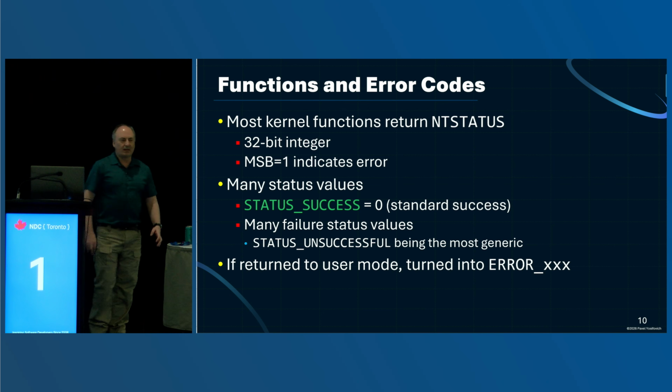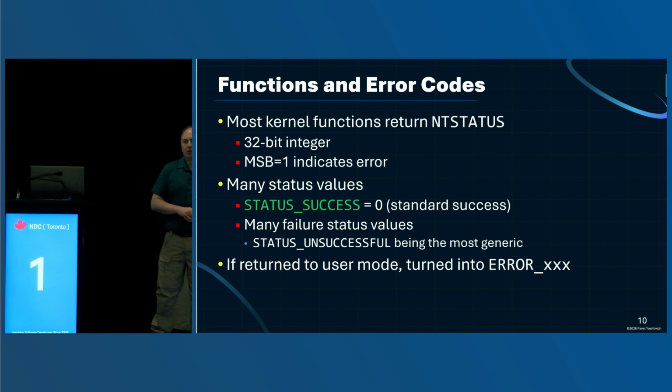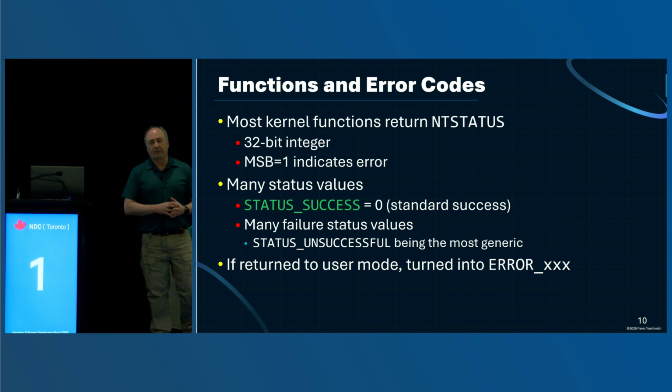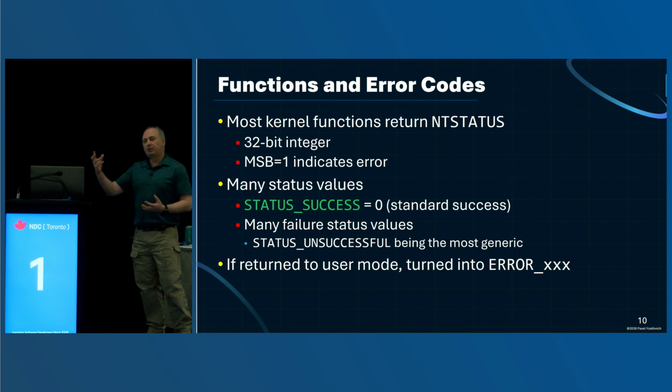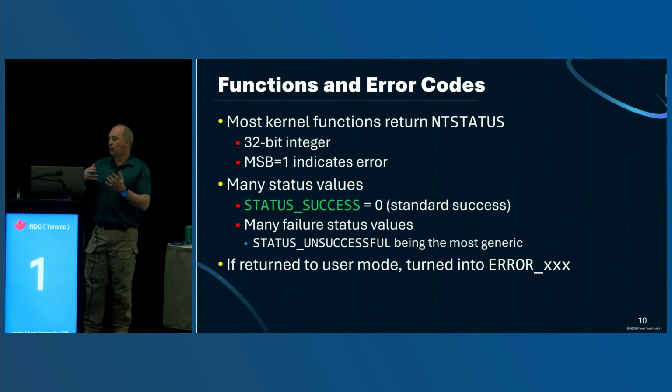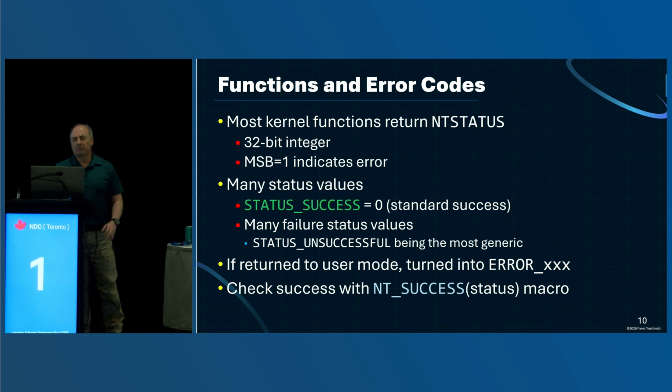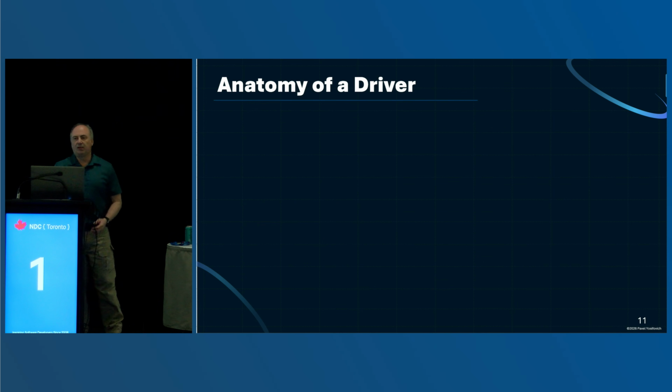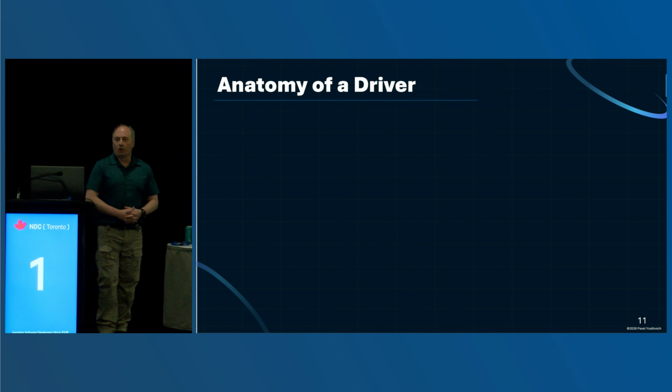If that status then has to return to user mode using something like GetLastError, it's going to be converted to the appropriate relevant error as Win32, the Windows API, sees in user mode, where positive numbers in fact are errors and 0 is success. So it's not the same value, which is a bit annoying, but after like 10, 20 years, you get used to it. So what is a driver really?